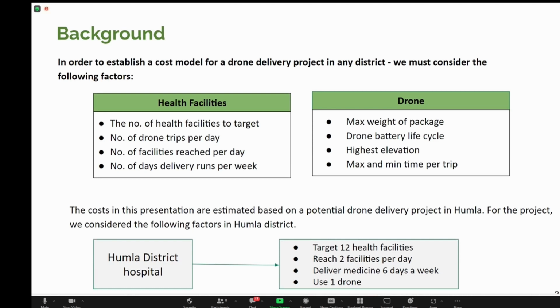So when we actually applied some of these factors to one example district, we took Humla, which is where Options has some presence. So even if Humla has, let's say, 28 health facilities, we decided that we will target maybe 12, which are inaccessible. We're going to assume that we are reaching 2 health facilities a day, and that we're delivering packages that are about 2 to 4 kilos each. And we'll be delivering 6 days in a week.